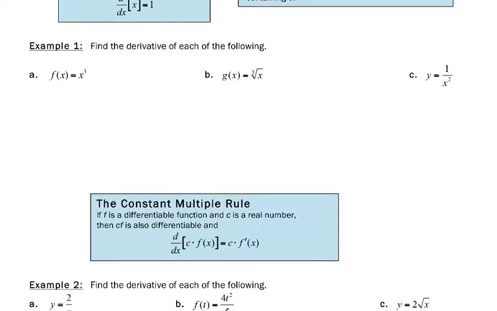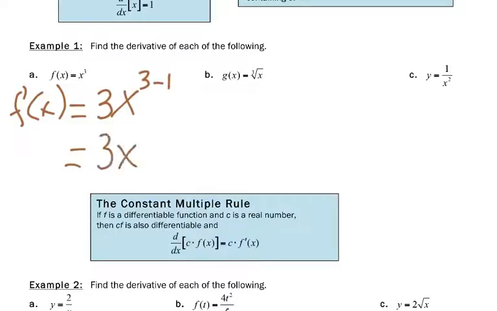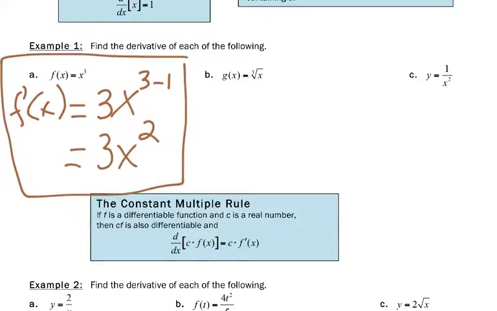So let's look at example 1. Take the derivative. What you do with the power is turn it into the coefficient, and then take away 1 from the power. So in this case, it would be 3x squared. This is the slope of f of x equals x to the third power. Okay, so that's nice and easy.